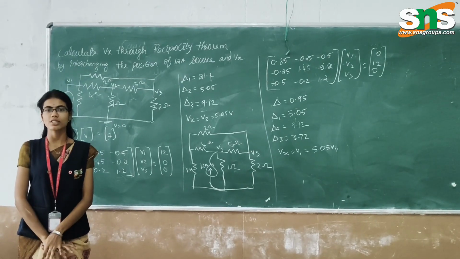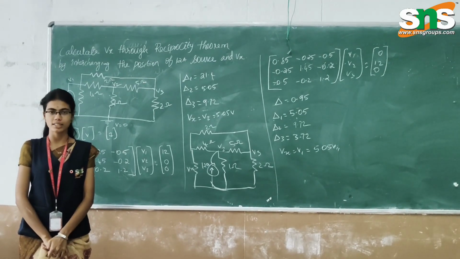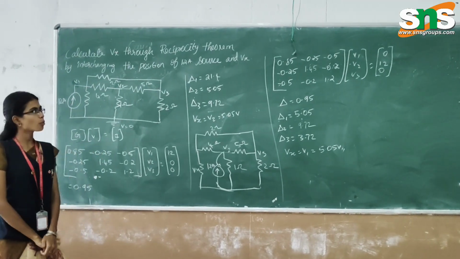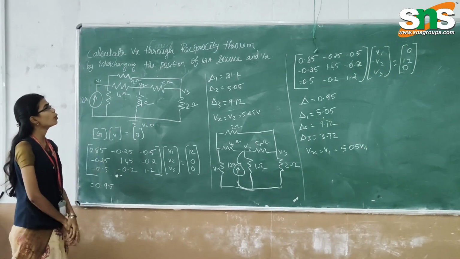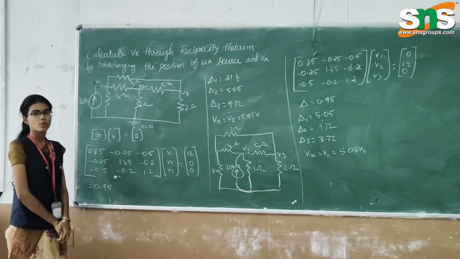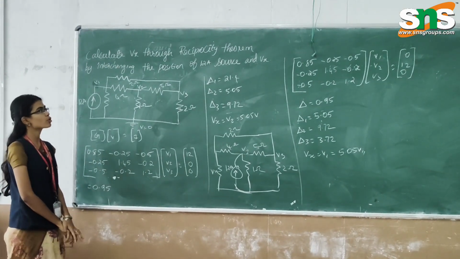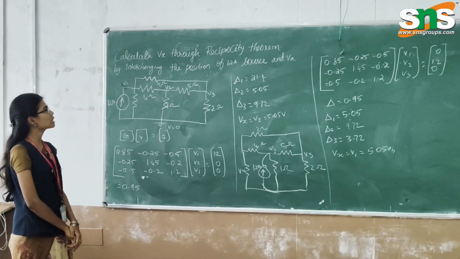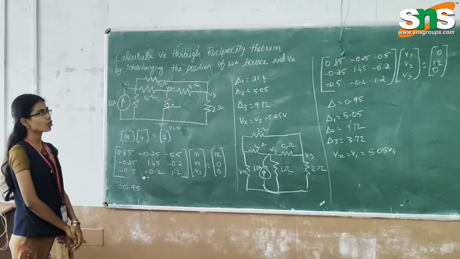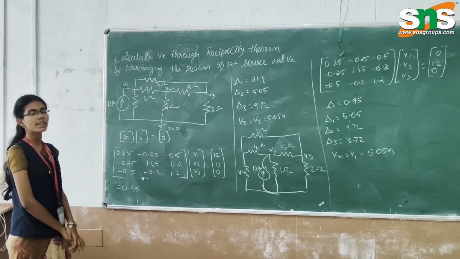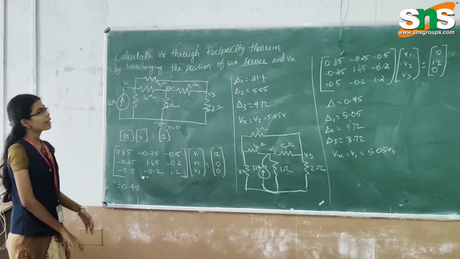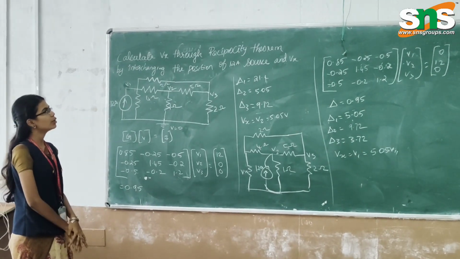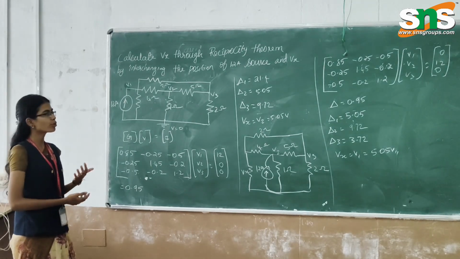In this lecture series video of electric circuit analysis, today's topic is the reciprocity theorem. Problem number 1 in reciprocity theorem: calculate the Vx through reciprocity theorem by interchanging the position of the 12 amp source and Vx. So we have to find the Vx value by interchanging the position of the 12 amps.